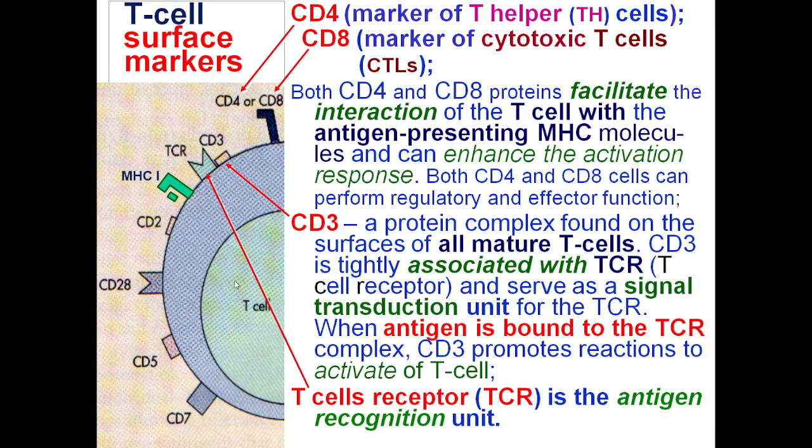T helper cells, of course, may be infected by different agents, for example, the human immunodeficiency virus, HIV, and antigens of this virus are presented on the surface of the virus-infected T helper cell in a complex with MHC1 protein for recognition of this complex by the T killer cell. A T killer cell is a CD8 cell.